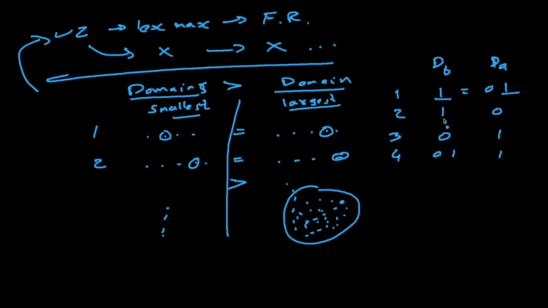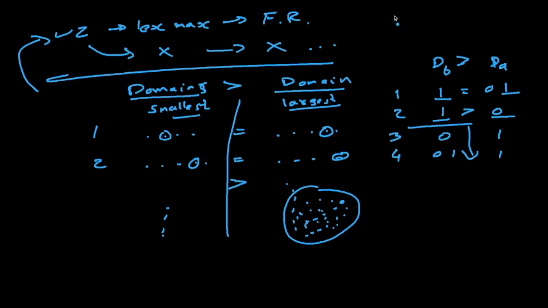So these are equal. Here the smallest element is 1 and the largest element here is 0. So this is clearly an inequality over here. So we don't really need to compare anything below over here. As soon as we find one inequality, we are kind of done. So domain of B is lexicographically larger than domain of A.